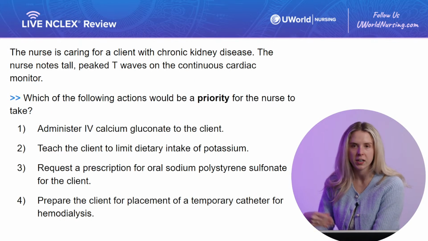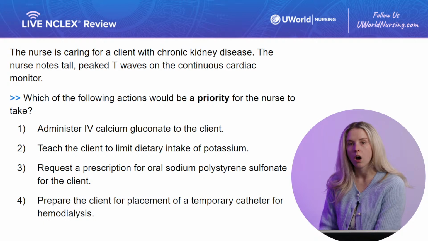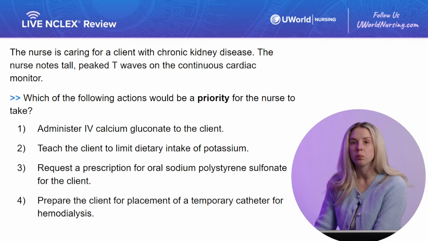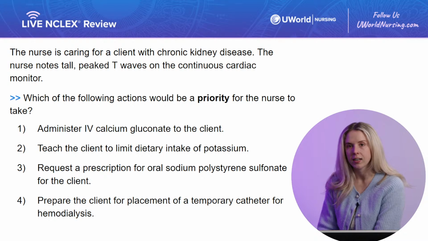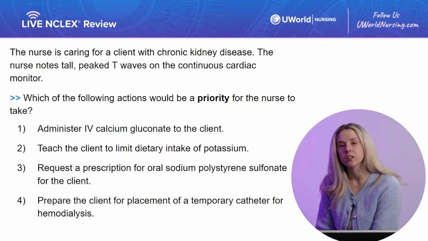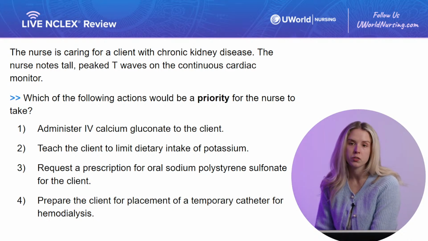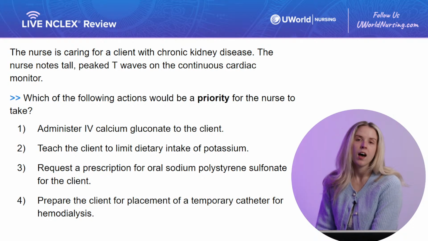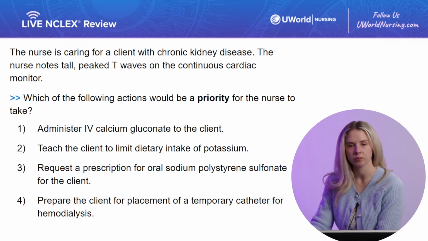All right, so the nurse is caring for a client with chronic kidney disease, or CKD. The nurse notes tall peaked T waves on the continuous cardiac monitor. Which of the following actions would be a priority for the nurse to take? Should they, option 1, administer IV calcium gluconate to the client? 2, teach the client to limit dietary intake of potassium. 3, request a prescription for oral sodium polystyrene sulfonate for the client. Or 4, prepare the client for placement of a temporary catheter for hemodialysis. Drop those answers in the chat. Let us know what you all are thinking.